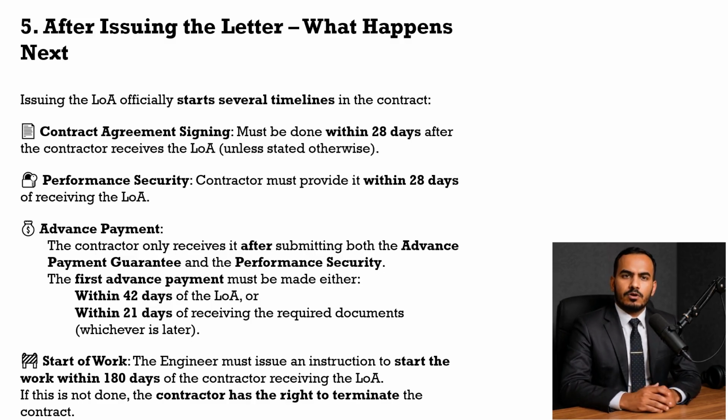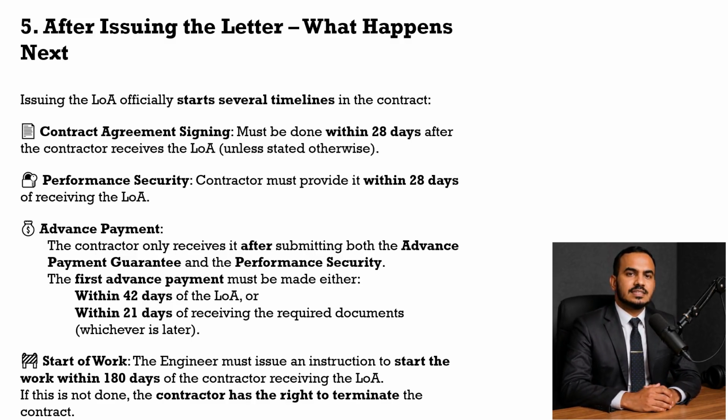First, the contract must be signed within 28 days after the contractor receives the LOA, unless stated otherwise. That's according to FIDIC. Second, the contractor must provide a performance security after receiving the LOA. Again, this is based on the FIDIC conditions.